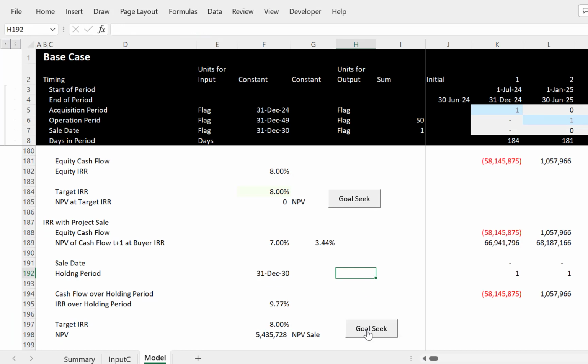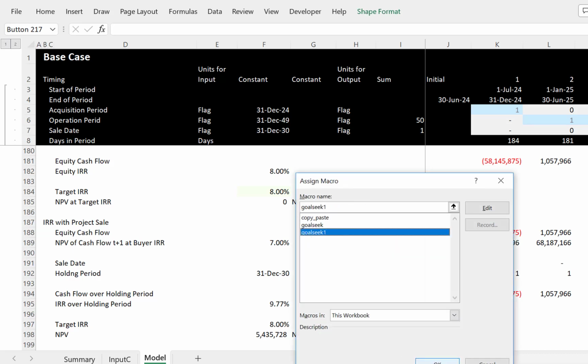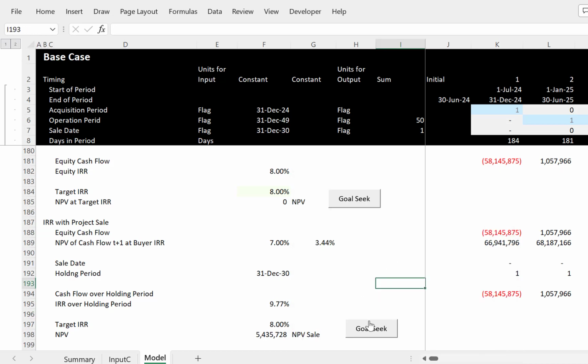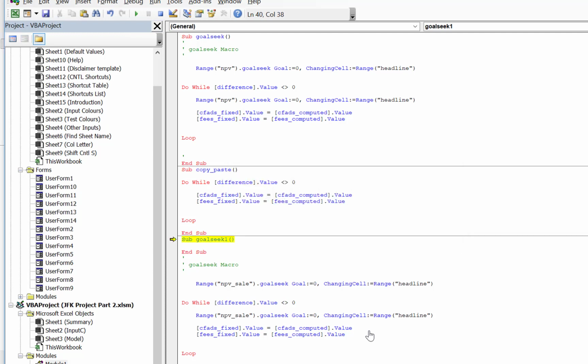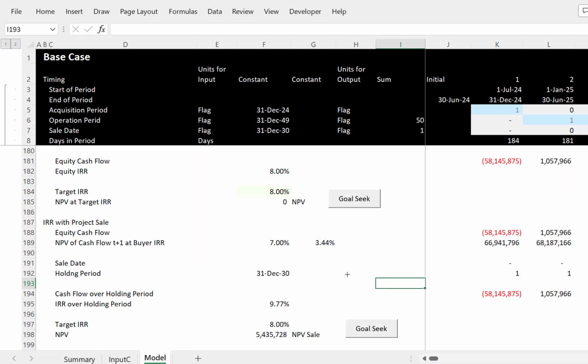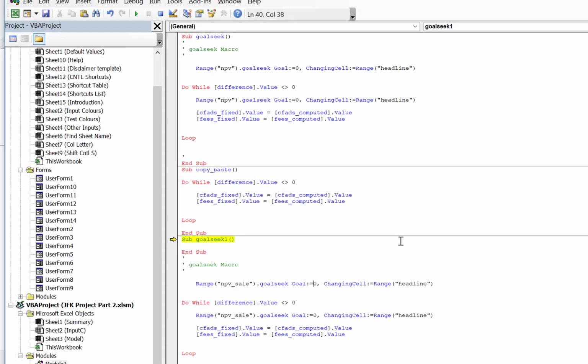And of course, why did that not work? Because I didn't assign it to the other macro. Okay, and we put this one down. And then I've got an error. What happened there? Set NPV to goal 0. What did I do wrong? Changing headline. Let's just make sure of that. Okay. Maybe I.